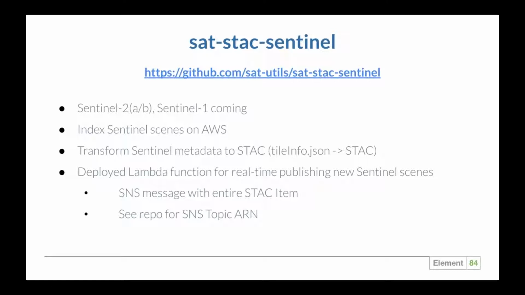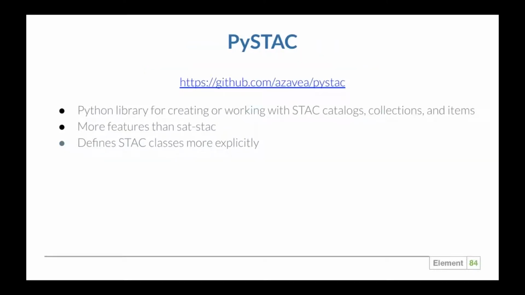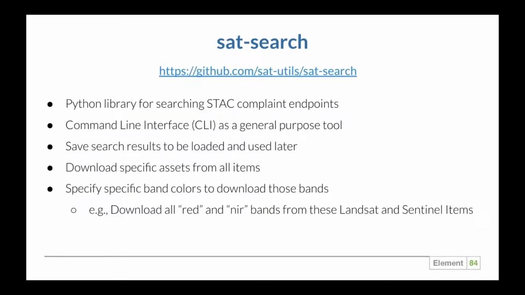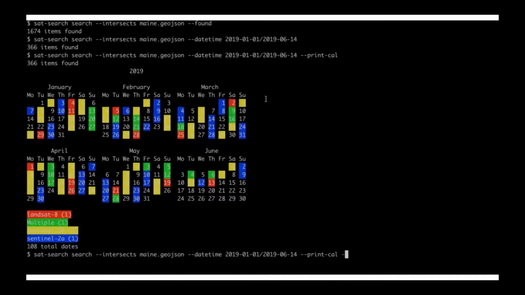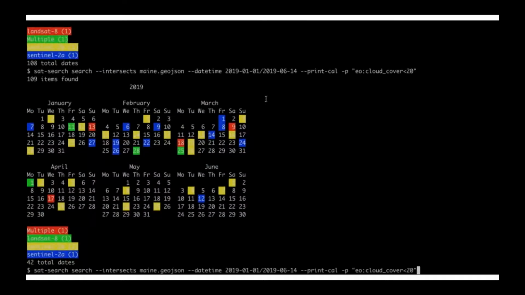Pystac is a new Python-based library done by the folks at Azavia. Sat Search is a client for searching any STAC compliant API. And it's a Python library as well as a command line tool. I actually use this all the time. I find it one of the most useful things that I've actually done. Not to mention it has this really cool colored calendar in the terminal, which I'm pretty proud of. Somebody said it was a work of art, and I was like, oh, you know. So if you like terminal stuff, it's pretty cool.